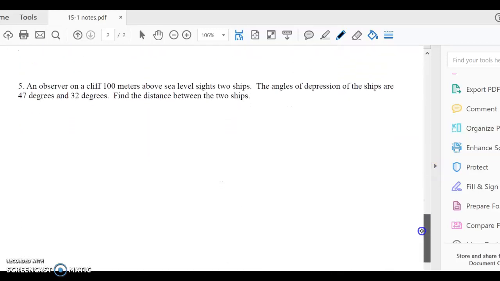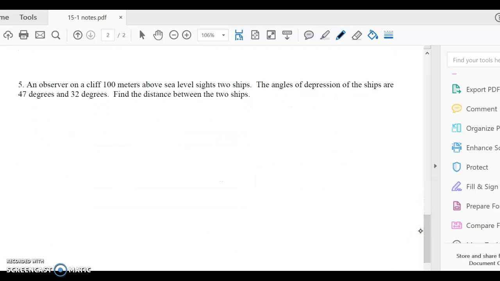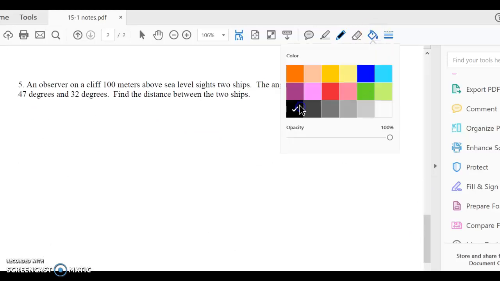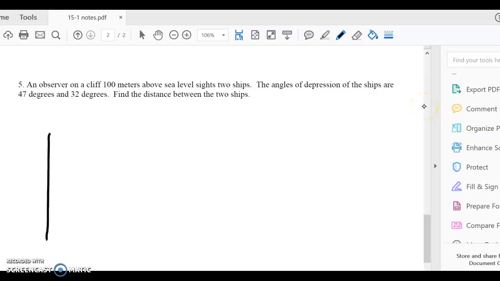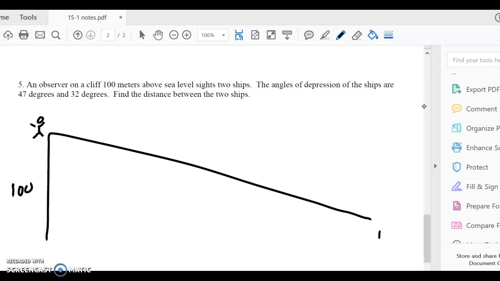Number 5 says an observer on a cliff 100 meters above sea level sights 2 ships. So we have an observer 100 meters above sea level. So here's your observer. Sights 2 ships. The angles of depression of the ships are 47 degrees and 32 degrees. Now, you have to take a little strategy here. Ship A and ship B.